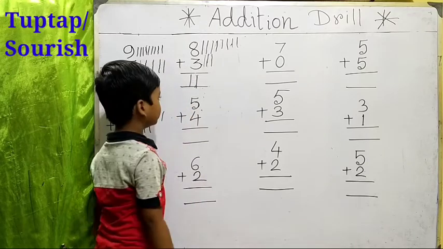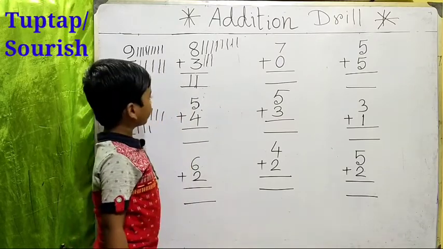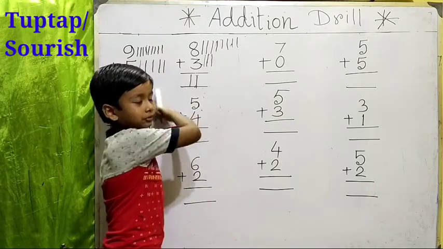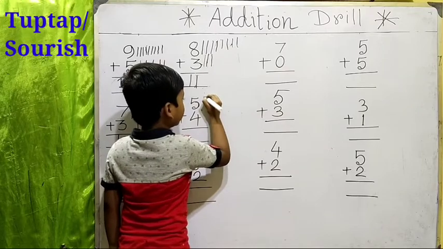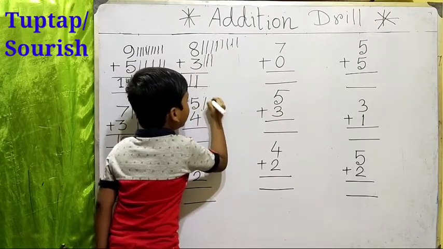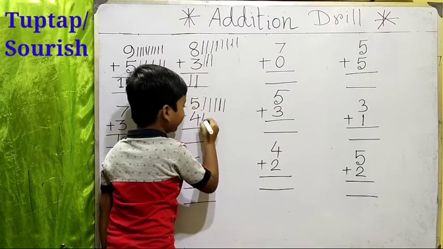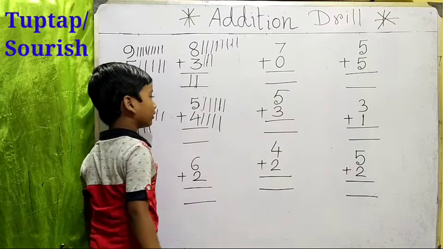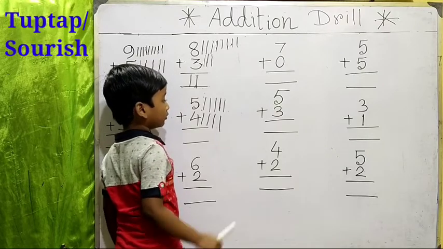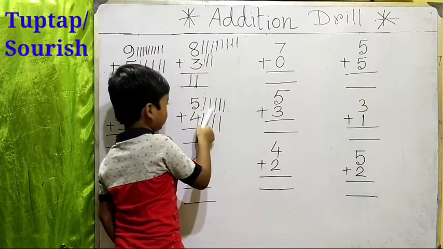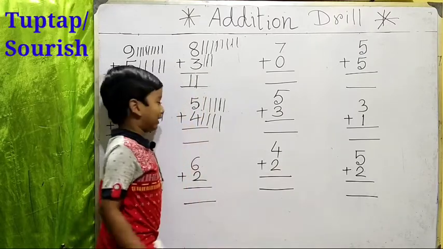So next example. You think you saw 5 bumblebees. And again 4 bumblebees come. How many bumblebees in total? Let's see. Let's draw our 5 lines. 1, 2, 3, 4, 5. And here 4. 1, 2, 3, 4. Let's count here. How many in total? 1, 2, 3, 4, 5, 6, 7, 8, 9. Our answer is 9.